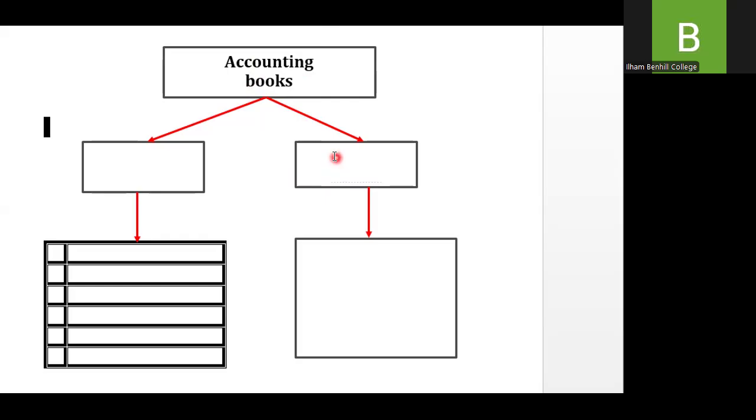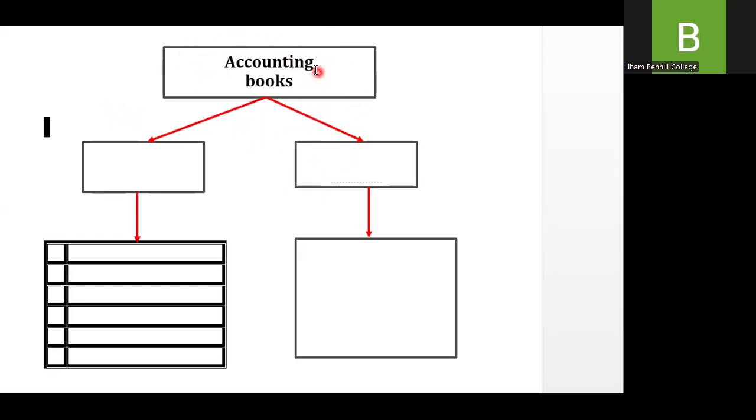You don't have a topic. You don't have a heading in your textbook saying accounting books. So you might have studied about prime entry books and cash book, sales journal, or account, sales account, purchase account. So all these I'm going to put in order, and teach you under the heading of accounting books.